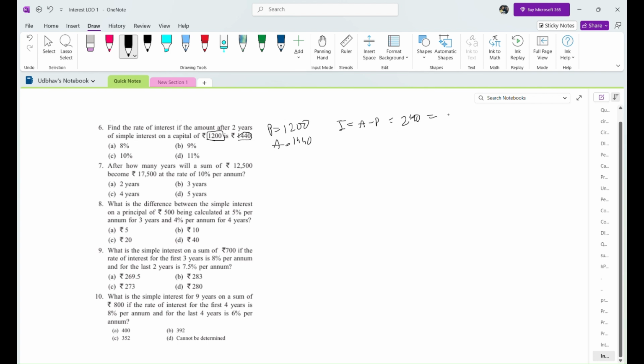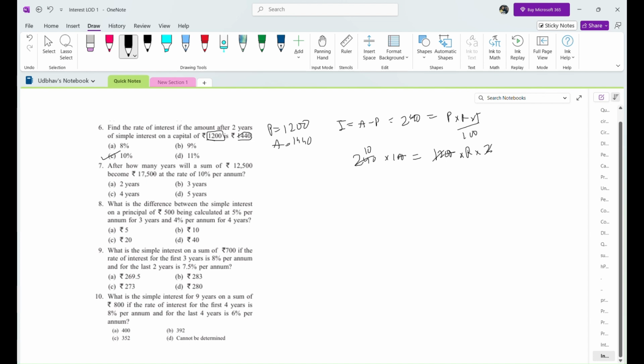240 will be equal to P into R into T upon 100, the simple formula for simple interest. So 240 into 100 equals 1200 into R into 2. 0, 0 gets cancelled. 12 into 2 is 24. This will give us 10. So R equals 10%. After how many years will a sum of 12,500 become 17,500 at the rate of 10% per annum?